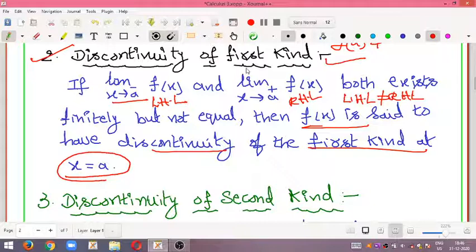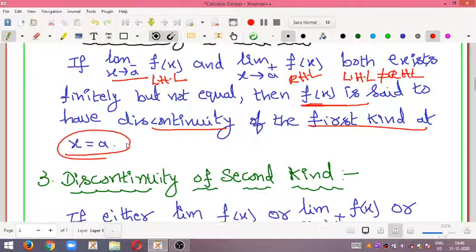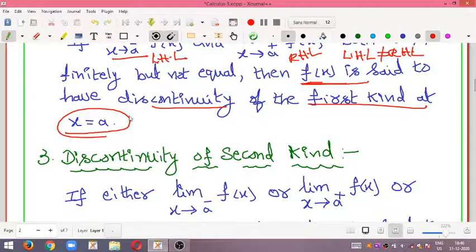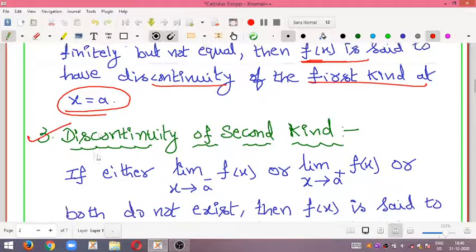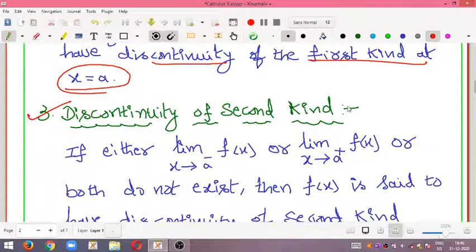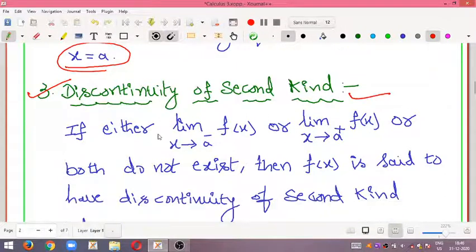So discontinuity of the first kind means both left hand limit and right hand limit exist but are not equal, then we say that f of x has a discontinuity of the first kind at the given point a. Now if it is clear, I will move on to the next type, that is discontinuity of the second kind.